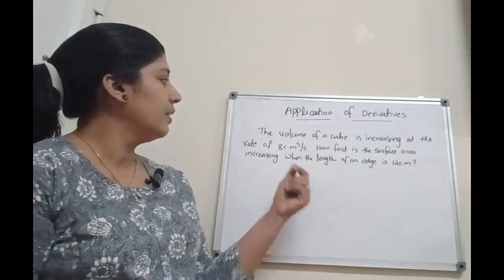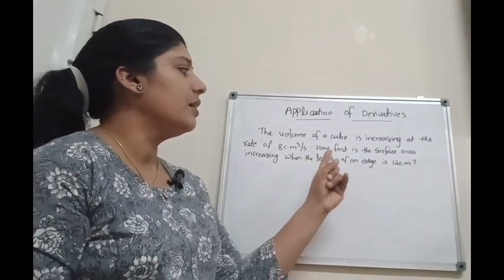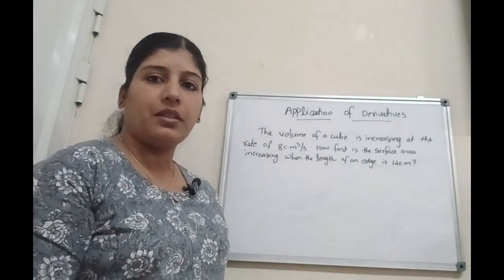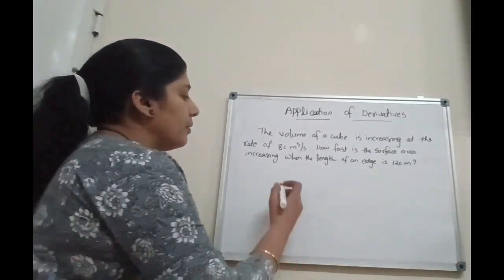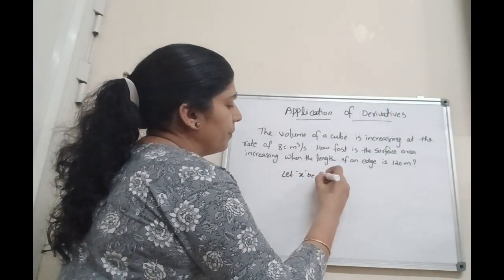Next, consider the question. The volume of a cube is increasing at the rate of 8 centimeter cube per second. How fast is the surface area increasing when the length of an edge is 12 centimeter? Here, first we have to take, let x be the edge of the cube.